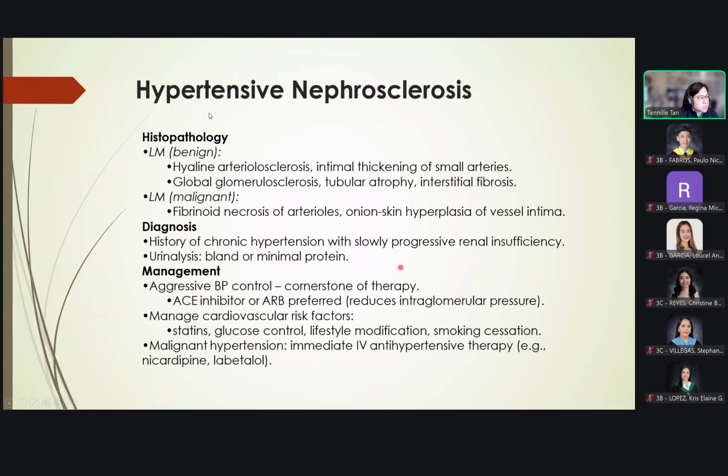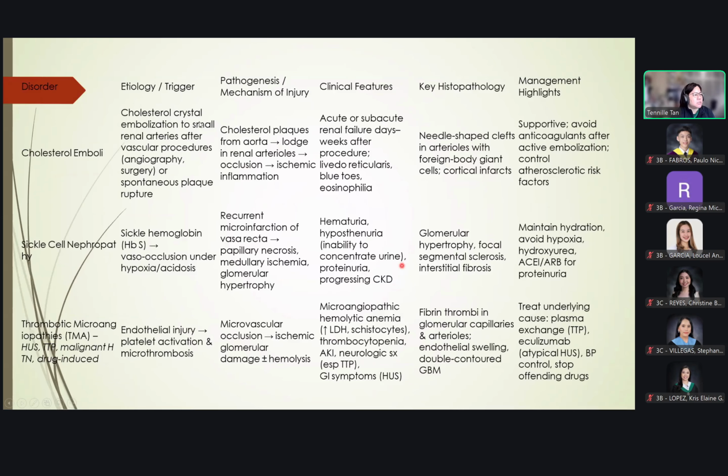These are other conditions mentioned in Harrison's that include cholesterol emboli, sickle cell nephropathy, and thrombotic microangiopathies or TMA. That includes HUS, TTP, malignant hypertension, and drug-induced conditions. So here is a summary table showing the etiology and trigger. Cholesterol emboli are usually because of cholesterol crystal embolization to small renal arteries, which often occurs after the patient has a vascular procedure. That includes angiographies or surgeries, or some patients might experience a spontaneous plaque rupture.